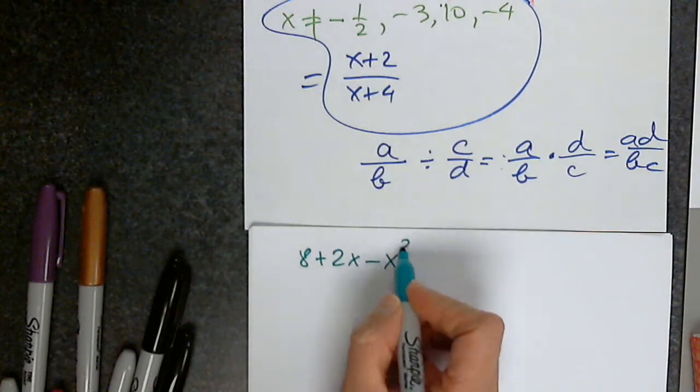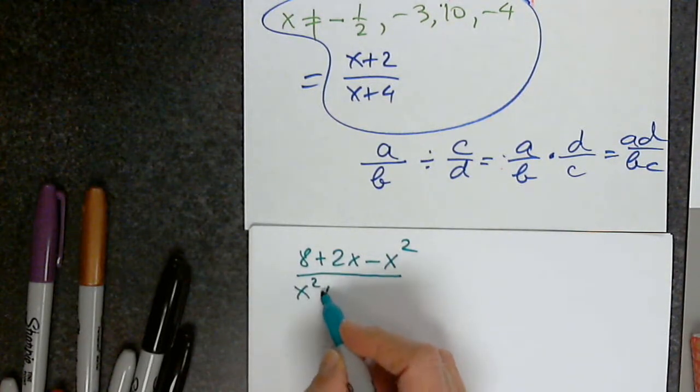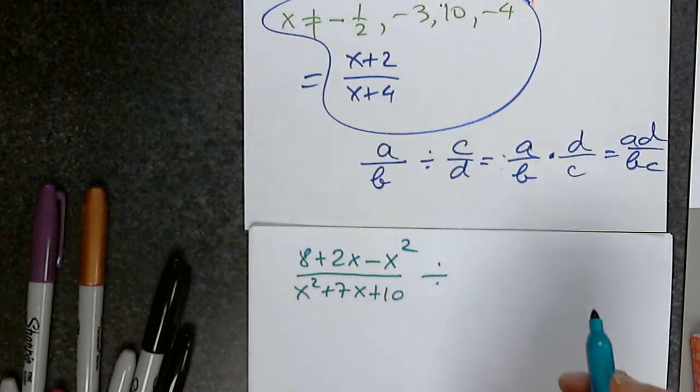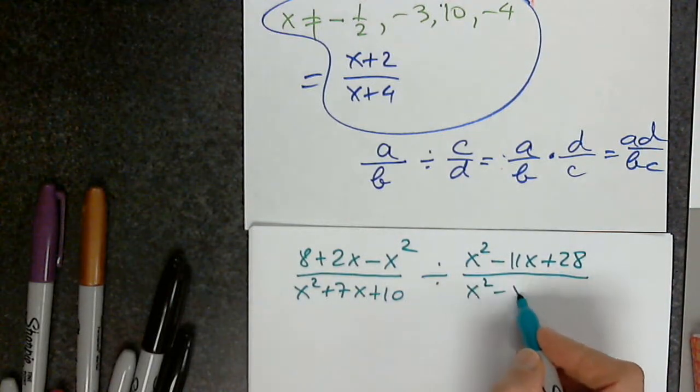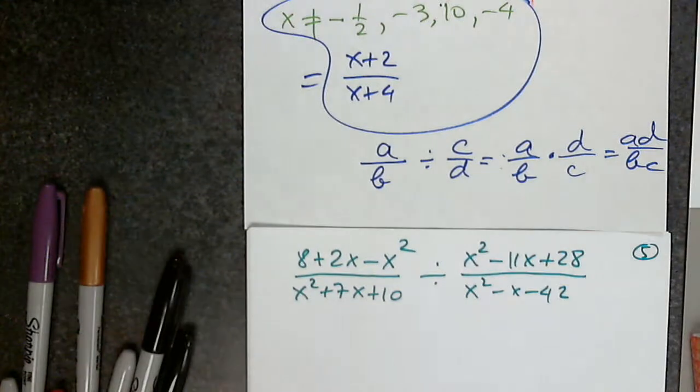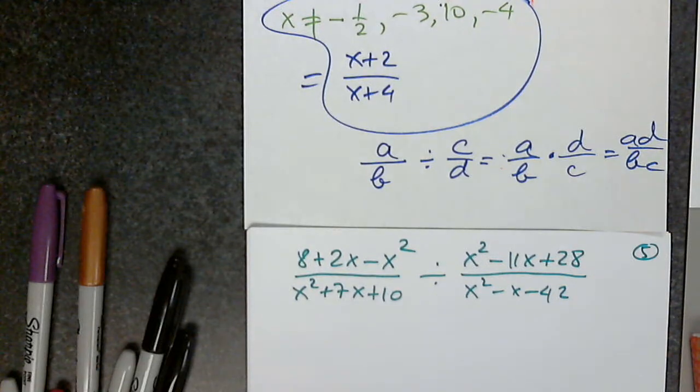8 plus 2x minus x squared over x squared plus 7x plus 10 divided by x squared minus 11x plus 28. Everything divided by x squared minus x minus 42. I need to refresh your memory on one thing. When we have a division of two rational expressions or fractions, you cannot simplify across. You have to wait till you change it into a product, and then you are allowed to simplify across. So in a division, you can simplify the fraction by itself if it has a common factor, but not across in a division.